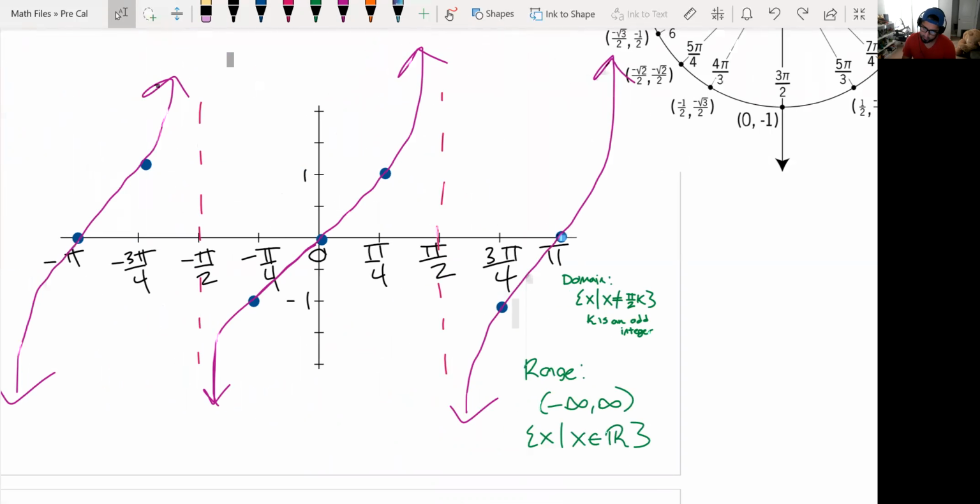I think that's why it does set notation for domain, because you can't put the domain for tangent in interval notation. You'd be writing a lot, because it breaks at every negative pi over 2. So you would have a lot of union intervals. So maybe that's why they use the set notation instead of interval, just for domain. Okay, let's move on.